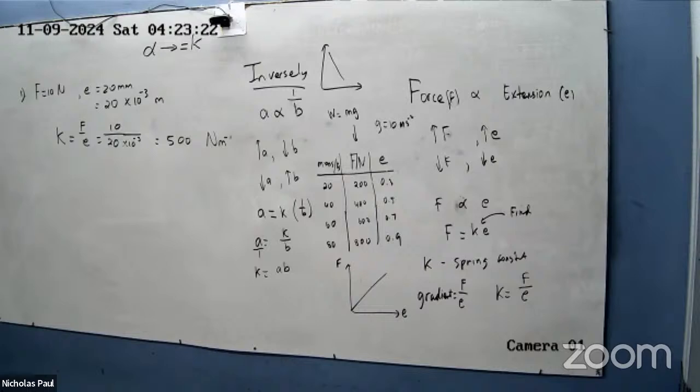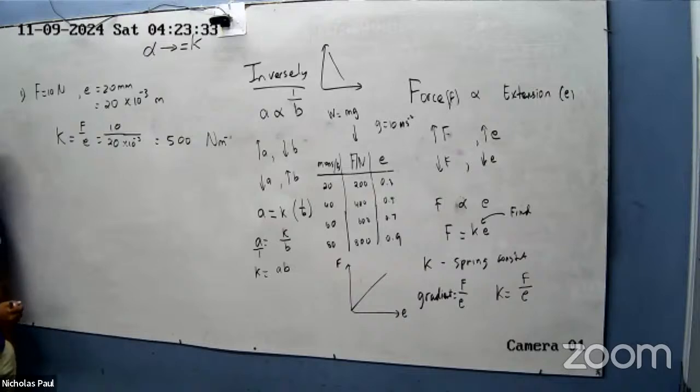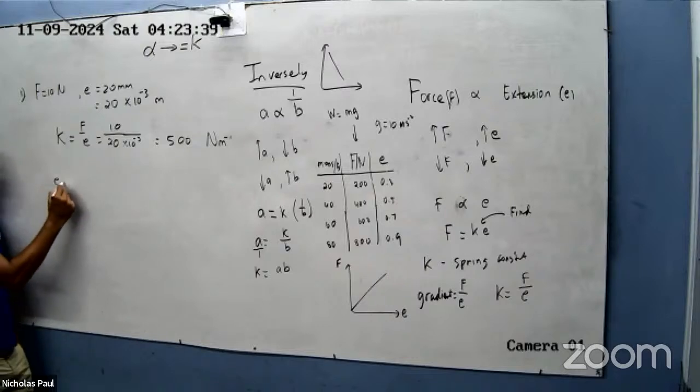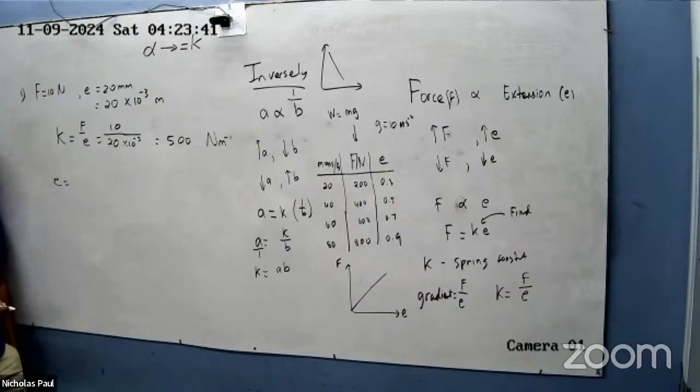Nice. Last part. What's the last part? What do I find? So we want to find the extension, of course. So E is equal to what? Use a little math skills there. Now rearrange the formula for me. What's the formula for E?